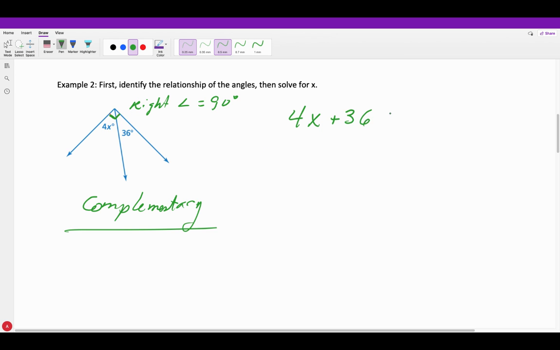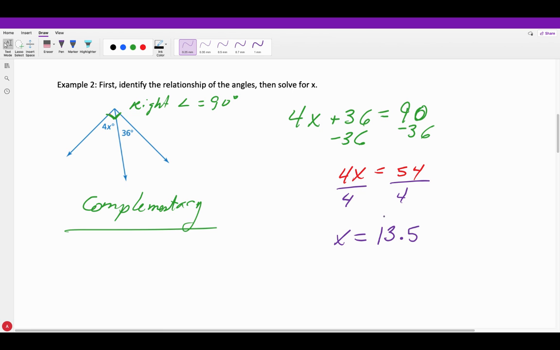So 4x plus 36 adds up to 90 degrees since they are complementary, and they give us this block here as well. Now we can just go ahead and solve. We subtract 36 from both sides, so now I get 4x is equal to 54, and then I divide each side by 4, and that means x is equal to 13.5. When answering, you can get decimals for angle measurements. You can get decimals for your variables as well.